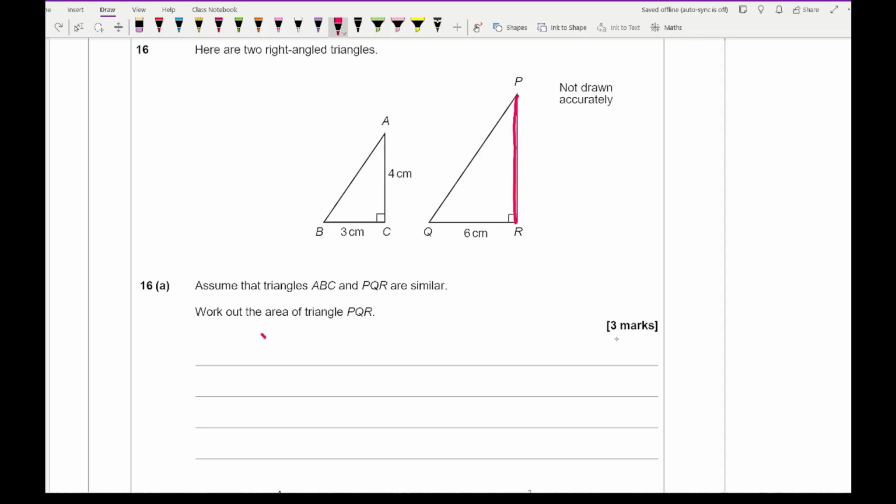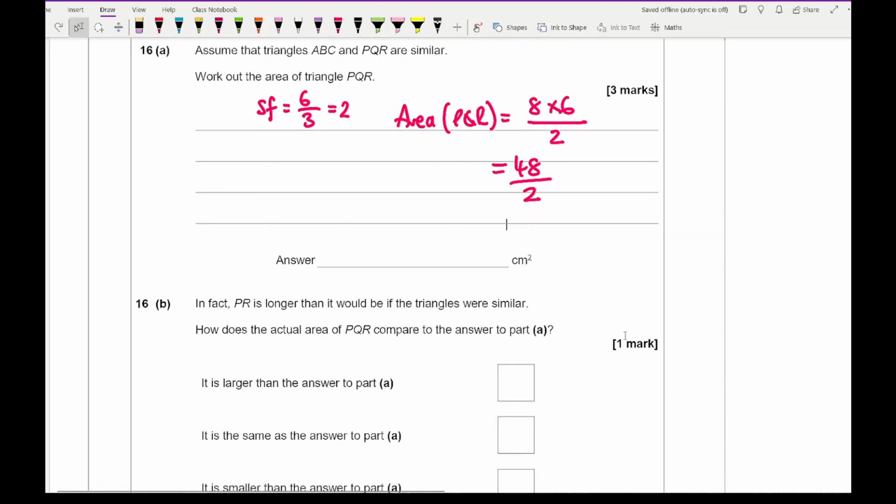Now in order to do that, I need to work out the scale factor, and that's going to be 6 divided by 3, which is 2. So this triangle here is twice the size. So that's going to be 8. So then the area of PQR is going to be the base times the height divided by 2. So that's going to be 48 divided by 2, which is 24 centimeters square.